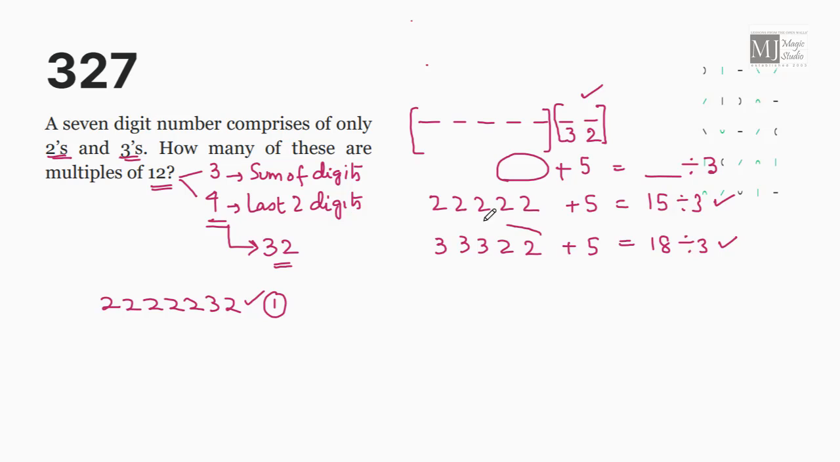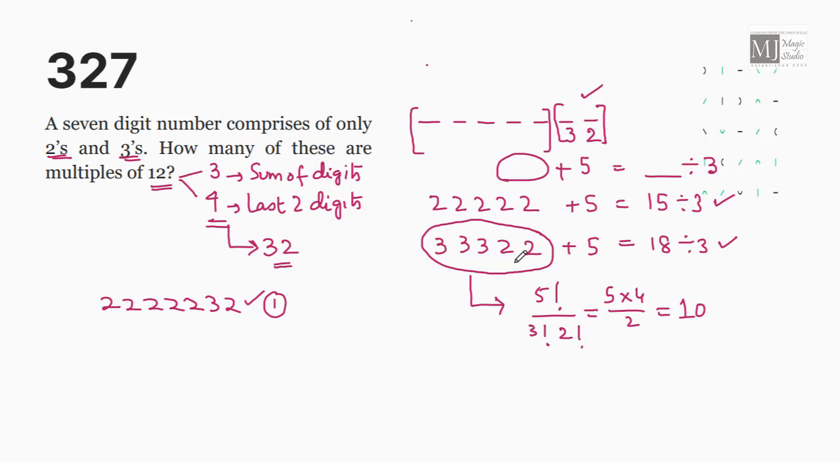Now the first 5 digits 3, 3, 3, 2, 2 can be arranged in factorial 5 by factorial 3 factorial 2 ways. 5 objects can be arranged in factorial n ways, but since 3 3s and 2 2s are alike items, we divide by factorial 3 factorial 2. So this would be 5 into 4 by 2, that is 10 ways 3, 3, 3, 2, 2 can arrange themselves in these 5 places.